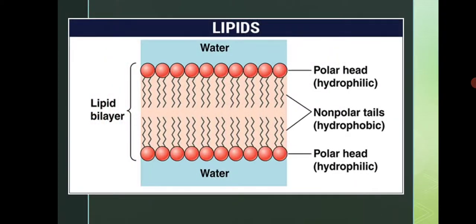Where are the lipids found? The bacterial cell wall is made up of phospholipids. ठीक है, तो ये है phospholipids. The head region is hydrophilic, meaning water loving, and the tails are non-polar, that is hydrophobic. हम बोलते हैं phospholipid bilayer. So lipids are nothing but fat molecules.